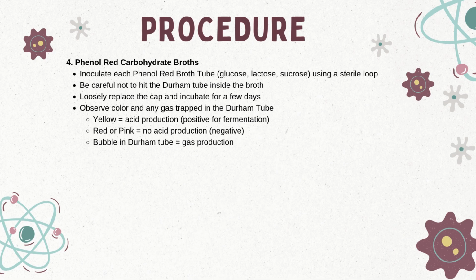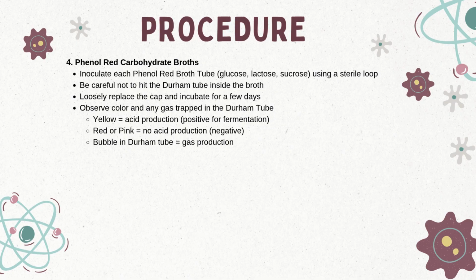For the phenol red carbohydrate broths, we inoculated tubes containing glucose, lactose, and sucrose. We made sure to not disturb the small tube inside, the Durham tube. That's where the gas collects during fermentation. At this step, we asked, what's the purpose of the Durham tube and why shouldn't we disturb it? It's because the tube traps gas bubbles and shaking it can release them, giving false results.